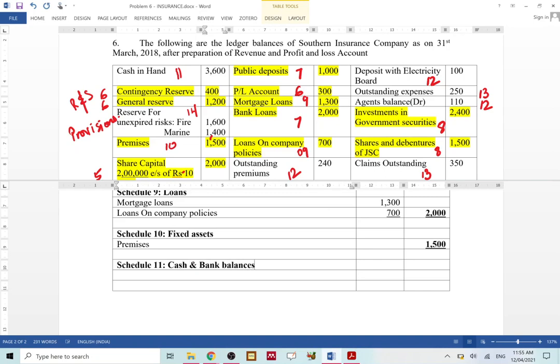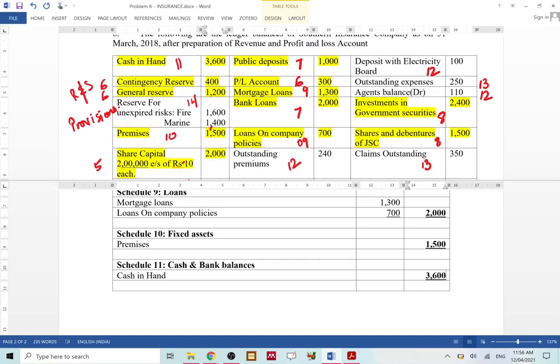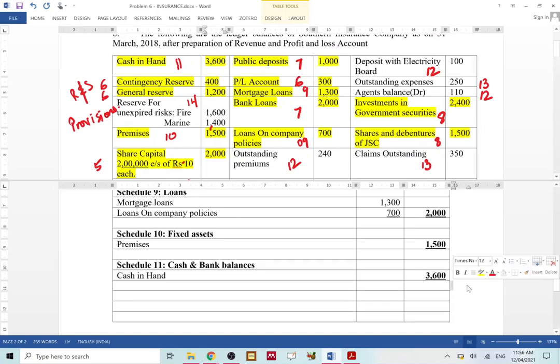Cash and bank balances. So how much would that be? Given here, cash in hand 3,600. Let's highlight this. It's taken. We don't have any other bank balance or anything given, right? Only cash. So if you just take a look, there is no other schedule 11 item here. So that amount of 3,600 goes directly in the outer column. Done? Then schedule 12, let's see what is schedule 12.